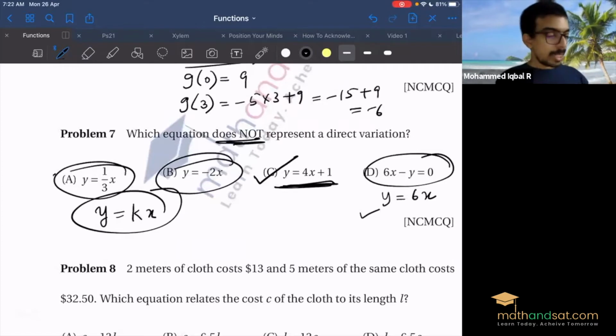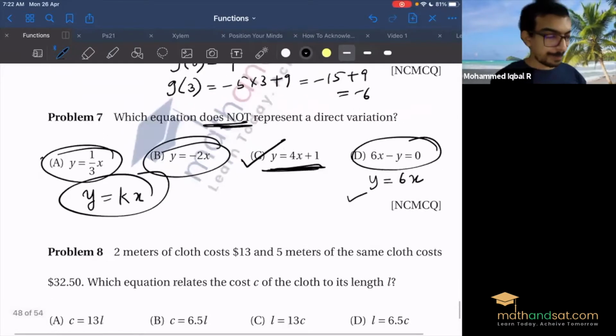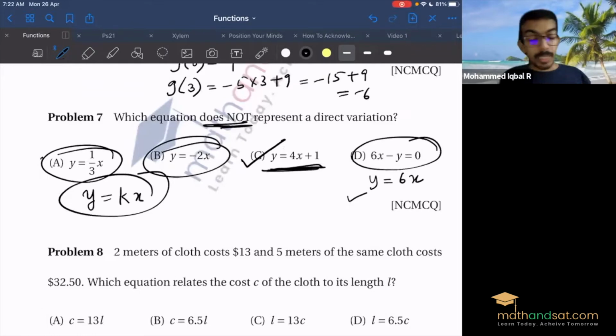All right. Now, next question. Listen carefully. 2 meters of cloth cost $13. 5 meters of the same cloth cost $32.5. So, of course, this is a typical case of direct variation. If 2 meters of cloth cost $13, 1 meter will cost 13 by 2. And 4 meters will cost how much?